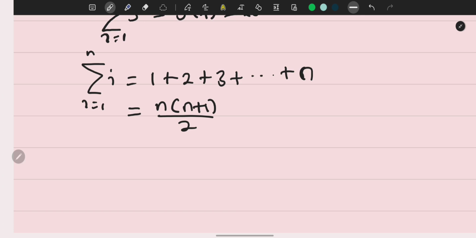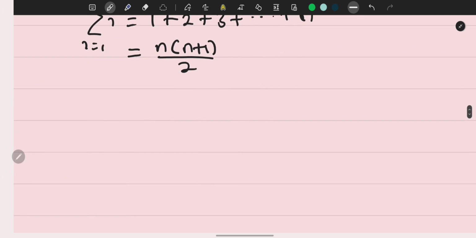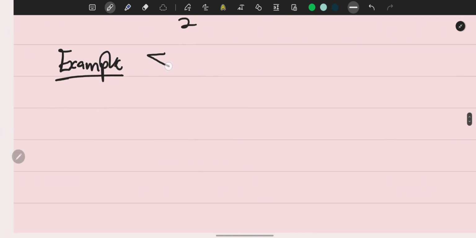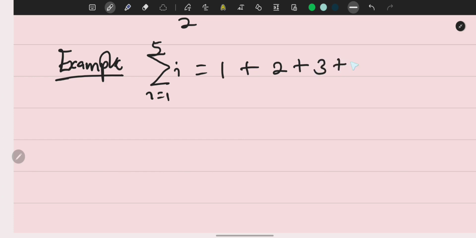All right, so let's consider an example on this. Consider something like this: i equals 1 to 5, then we have i here. So what this means is that when i is 1, you have 1. When i is 2, you have 2. Then 3, 4, and 5. So when you take the sum of this, this is 3, this is 6, this is 10. 10 plus 5, that's 15. So this is gonna give you 15.